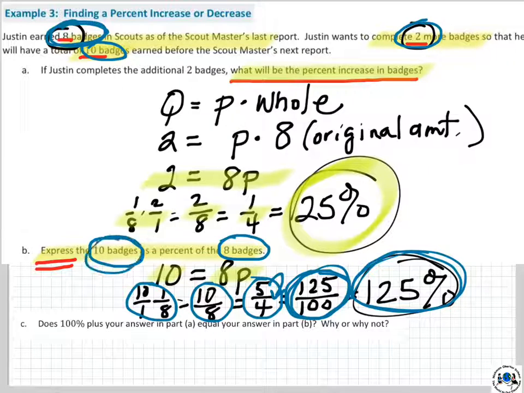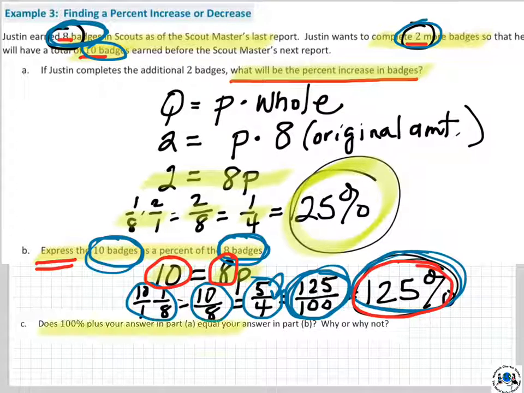Which means that 10 represents 125% when compared with 8. So going from 8 to 10, 10 is 125% of 8, because 100% of 8 is 8. Then add another 2. Well, actually, that's the next part of this problem.